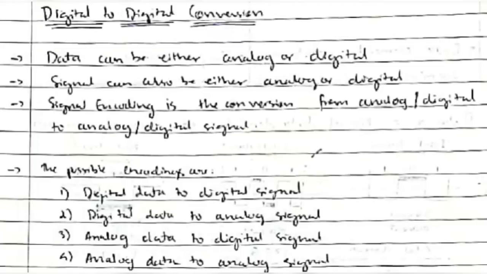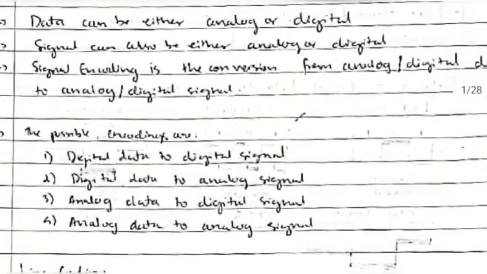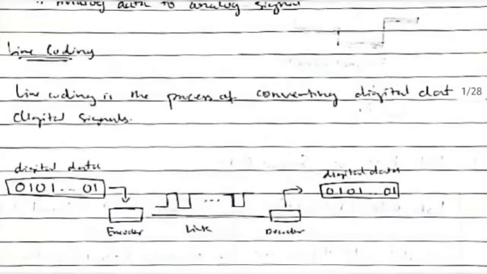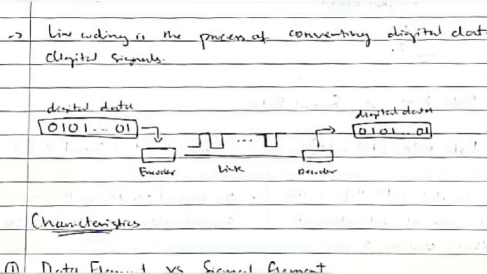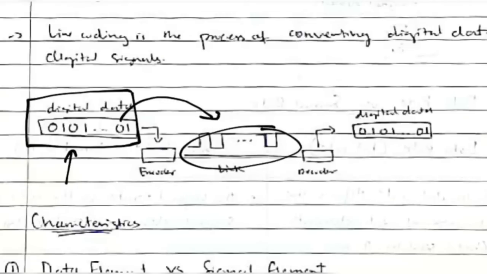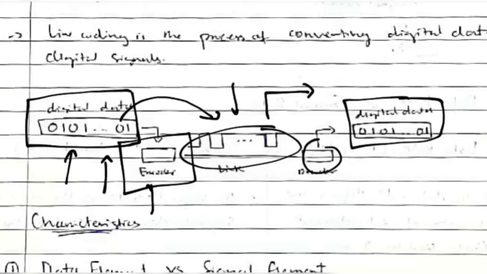Now, a signal can also be in either of the forms, analog or digital. As I mentioned earlier, we have two things: first one is encoding and second is decoding. See here, the computer has the digital data in the form of bits. When we have to send the data through a link, we have to convert this data into a digital signal or analog signal. Here we will be focusing on the digital signal. So we'll be using encoding to convert the digital data to a digital signal, and the decoder will decode the digital signal back to digital data. We'll be focusing on the encoding part here.